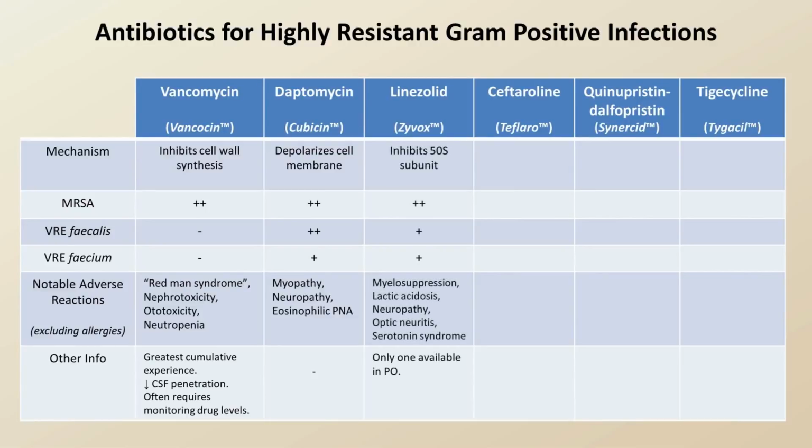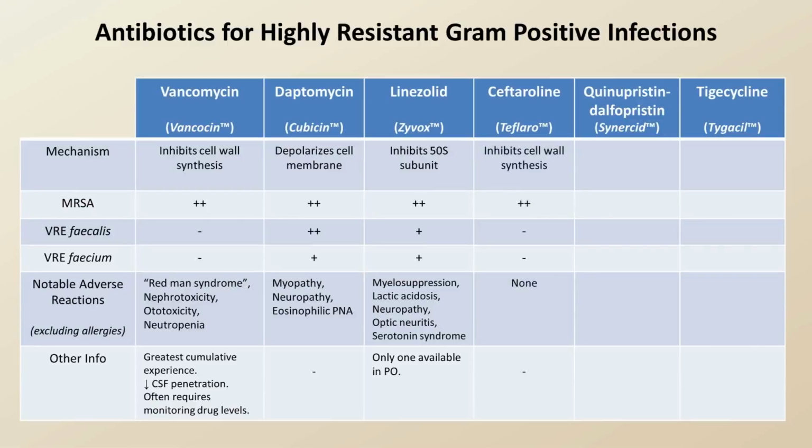Linezolid prevents protein synthesis by inhibiting the 50S ribosomal subunit. It has great activity against MRSA and fair activity against VRE. It has a number of relatively distinct side effects as far as antibiotics go, including myelosuppression, lactic acidosis, neuropathy, optic neuritis, and can trigger serotonin syndrome when combined with a number of other drugs. A major advantage of linezolid over the other 5 drugs listed is that it is the only one available PO.